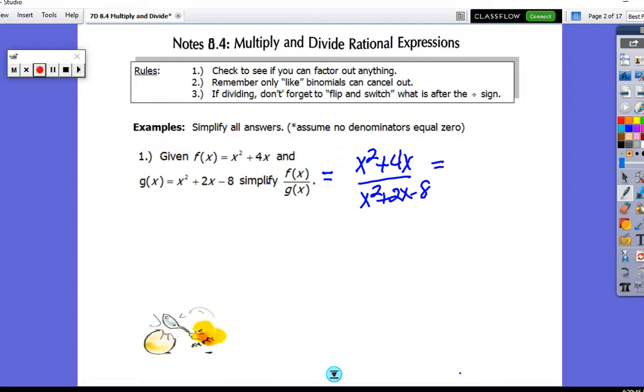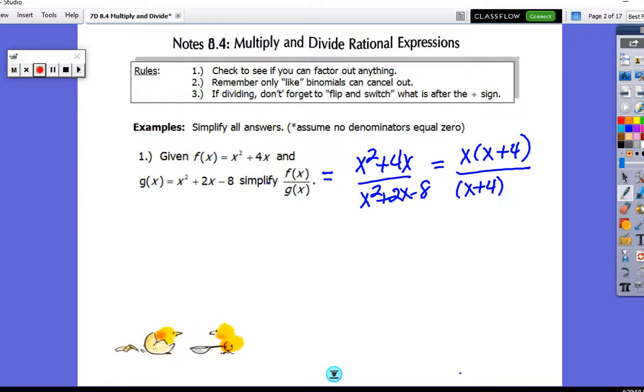So we're going to factor. You have to be really good with factoring in this unit. So we're going to pull out a GCF of x. And on the bottom, we're going to ask ourselves what multiplies to give us negative 8, but has a difference of 2. So positive 4 and negative 2.